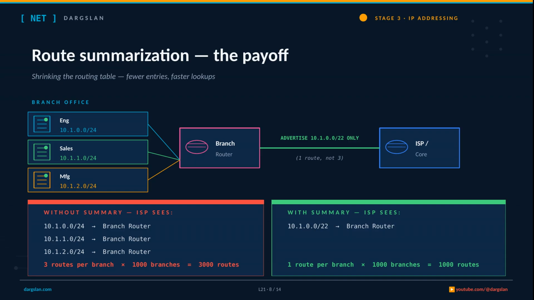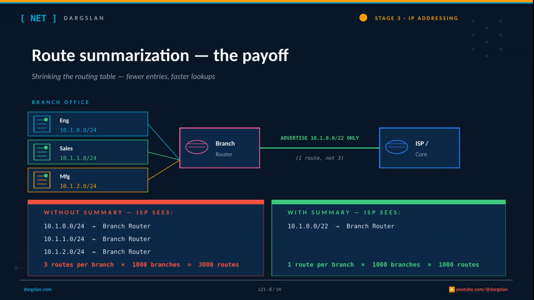Picture a branch office with three internal subnets: engineering, sales, and manufacturing, each a /24. Without summarization, the branch router tells the ISP about all three, and the ISP installs three separate routes. With summarization, the branch advertises a single 10.1.0.0/22 that covers all three, and the ISP installs just one.